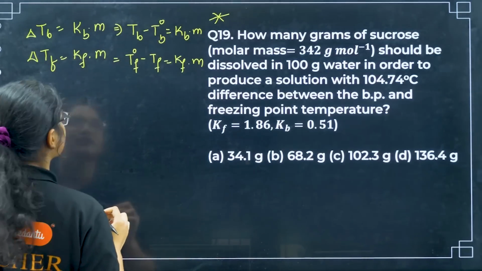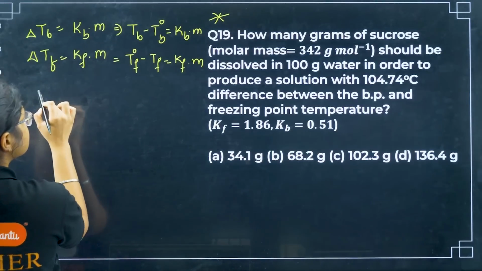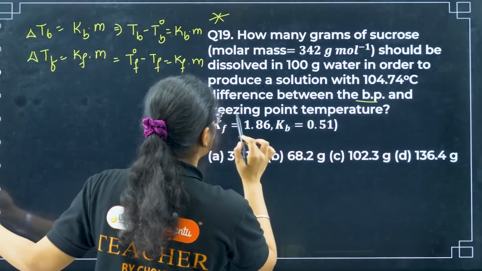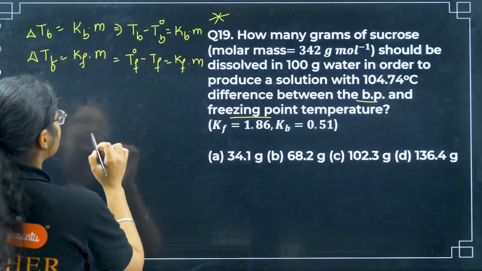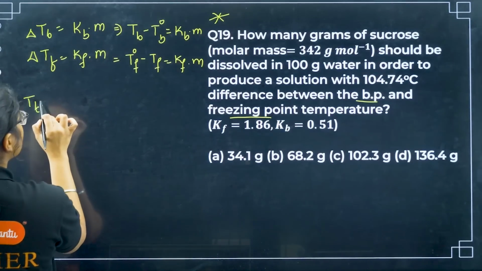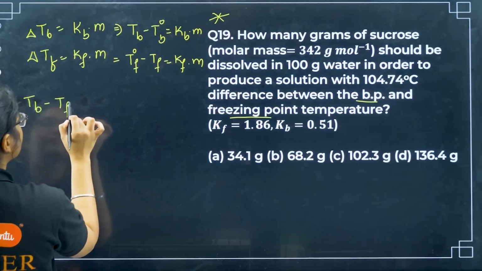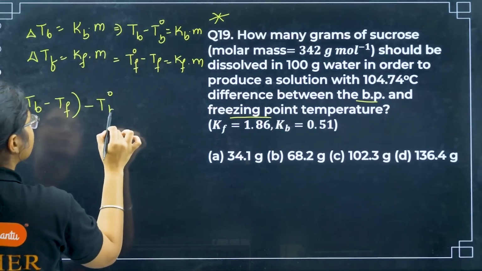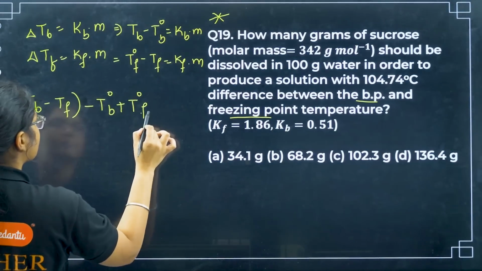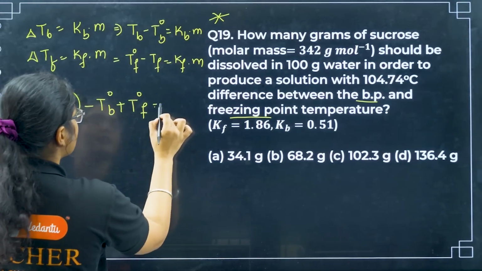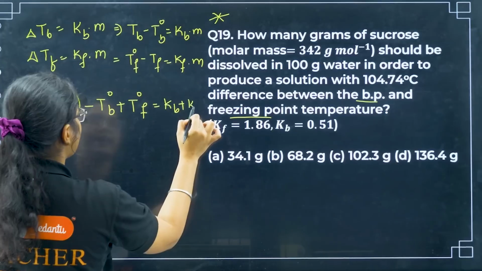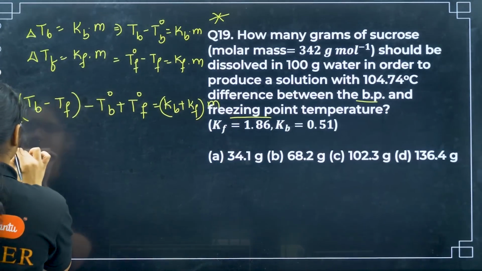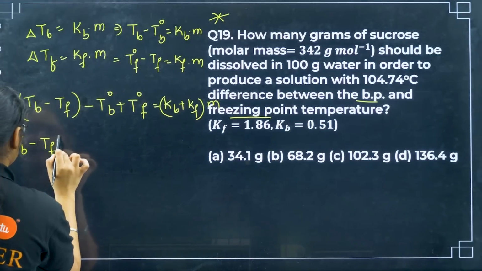Now let me add both the equations. If I add both the equations, the question is asking to find the difference between boiling point and freezing point. So I will get TB minus TF, taking these two together, then minus T naught B plus T naught F is equal to KB plus KF into M. Now you see, this TB minus TF value I have to calculate.